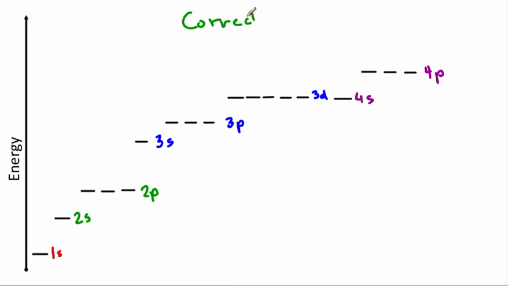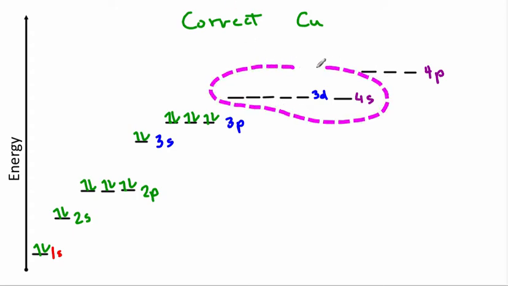Now for the correct configuration of copper, the first and second energy levels, our configurations don't change. Everything fills the way we had previously. Now the change happens in this same region, so in this region right here. Instead of completely filling the 4s, it only gets 1 electron. And that additional electron that we would have put in the 4s goes to completely filling that large 3d.